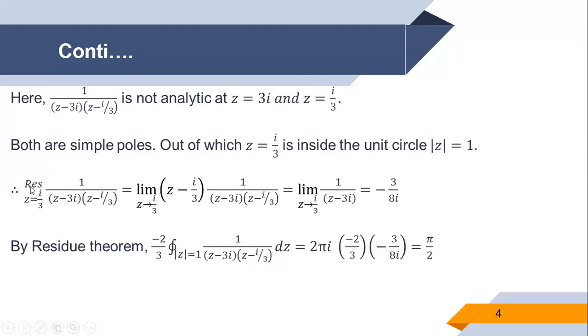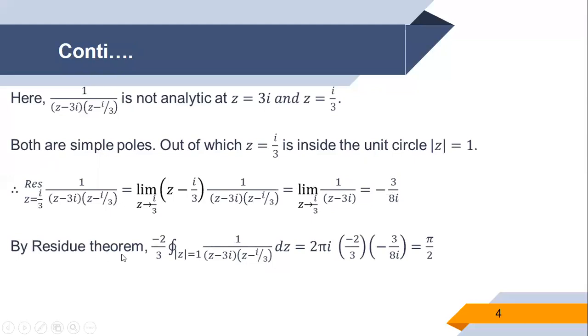So we find the residue at z is equal to i by 3. This is a simple pole, so for finding the residue we use the technique for a simple pole. So this is equal to the limit z tends to i by 3, z minus i by 3, times 1 upon z minus 3i, z minus i by 3. The z minus i by 3 factors cancel. So limit z tends to i by 3, 1 upon z minus 3i, and then z is replaced with i by 3, then we get minus 3 upon 8i.